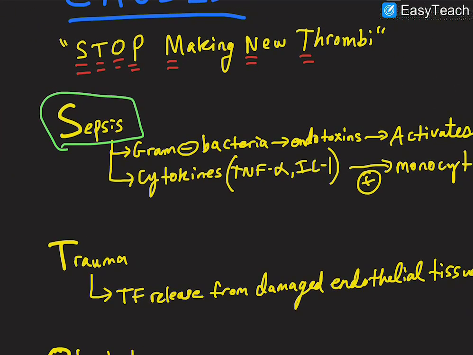Now, in sepsis, we know that we're producing a bunch of cytokines due to all the inflammation. Some of those cytokines being interleukin 1 and tumor necrosis factor alpha.